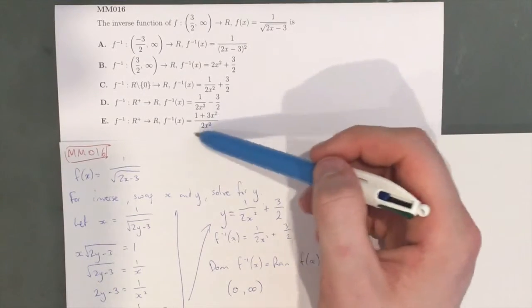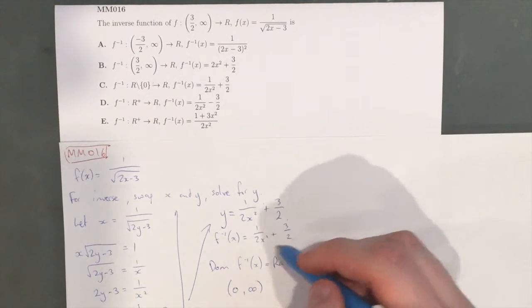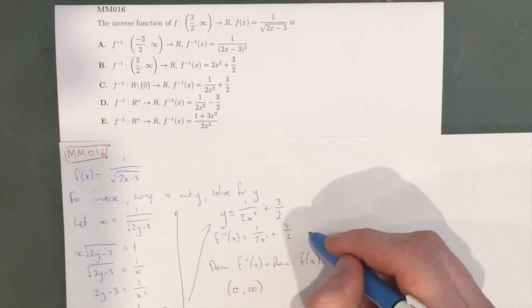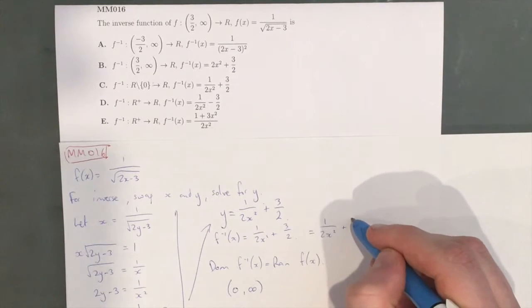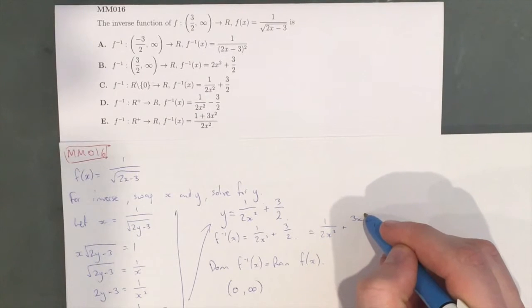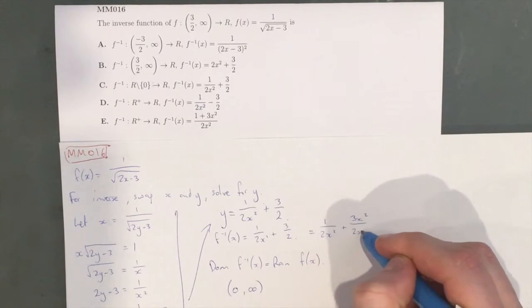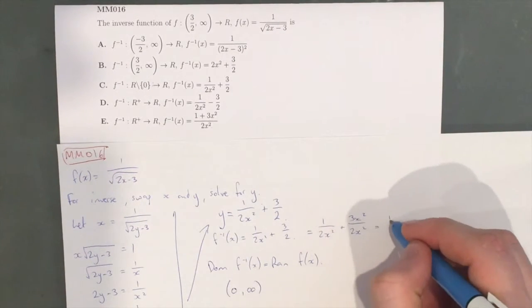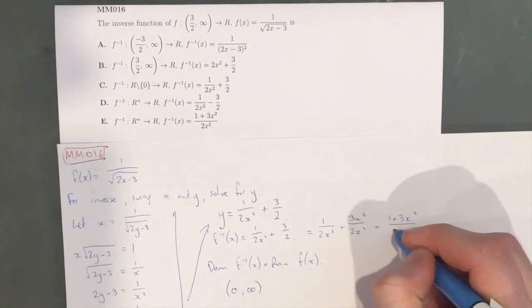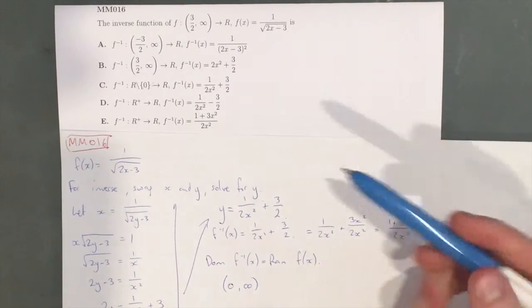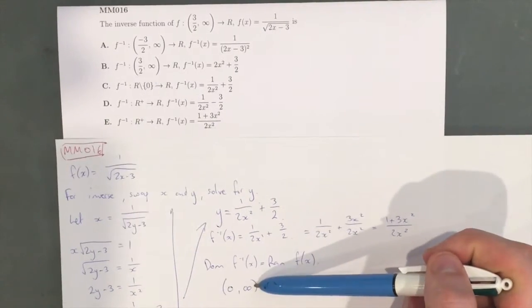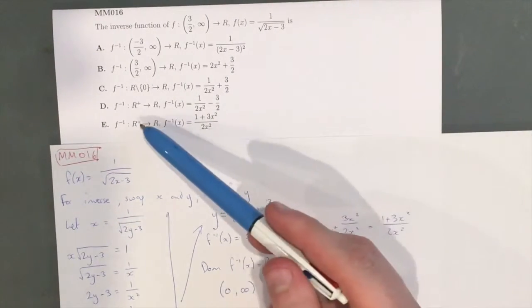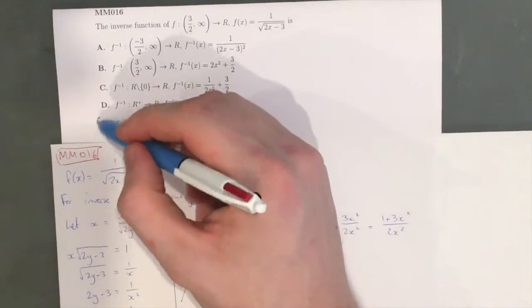And the reason why is a little bit of a trick answer, but if you join these two fractions together, you get 1 over 2x squared plus 3x squared over 2x squared, which equals 1 plus 3x squared over 2x squared, which means that our answer is E because this inverse function is correct, and our domain is 0 to infinity, which is the same as R positive, so our answer is E.